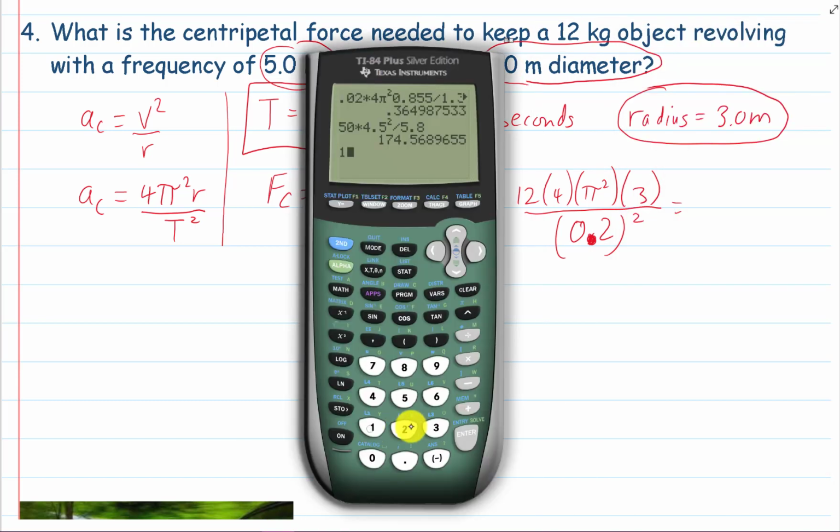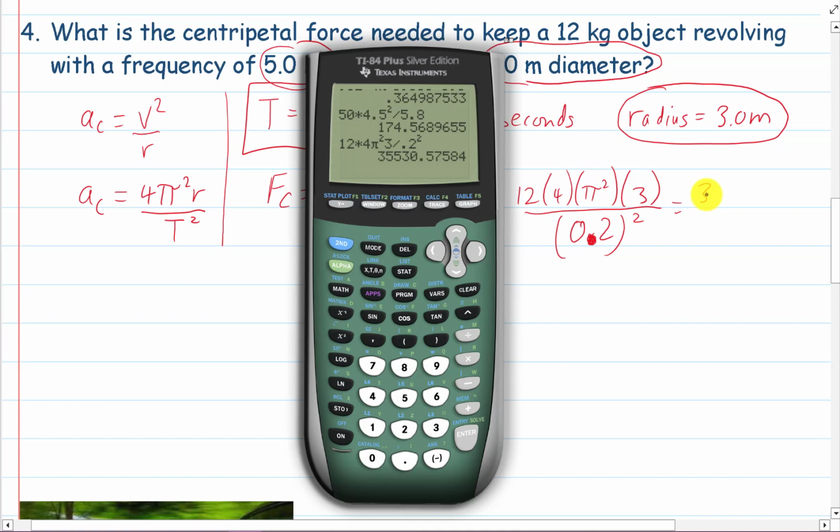So plug this all in. We get 12 times 4. And then on my calculator, I don't have to hit the times. It doesn't hurt, but I could just put in pi squared, and I don't have to put times in because it knows that's a symbol. Then 3 divided by 0.2 squared, and that is going to be a centripetal force of 35,530 newtons. 31 newtons, whatever. It would probably be better to write 3.55 times 10 to the 4th newtons.